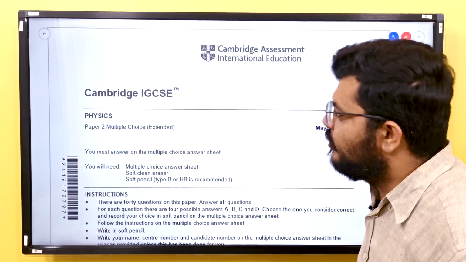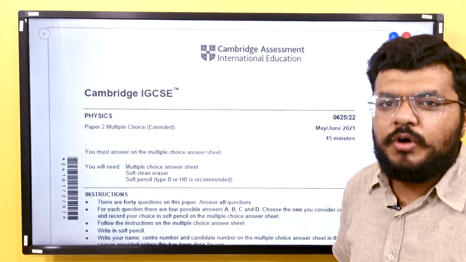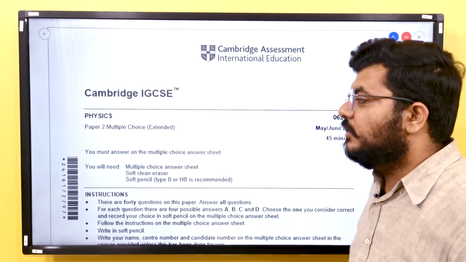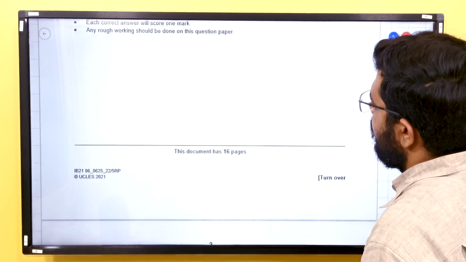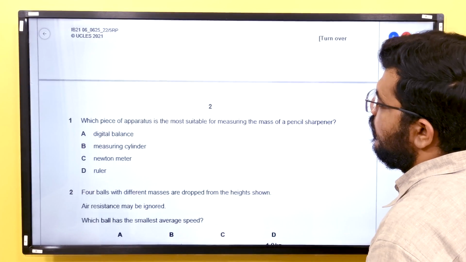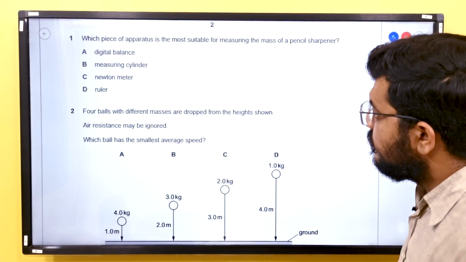Today we are going to solve Physics Paper 2 of May-June 2021. The paper code is 22. It's 45 minutes and the paper is an MCQ type paper. Let's get started. Question 1.